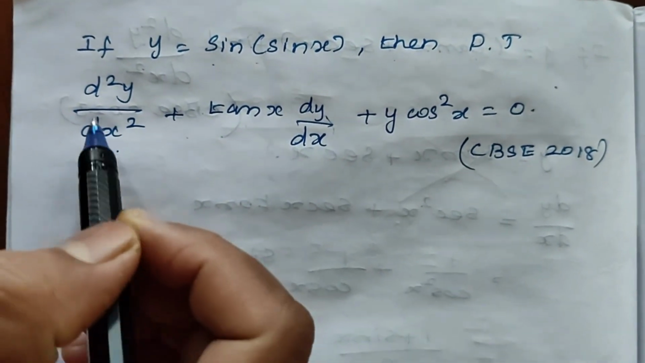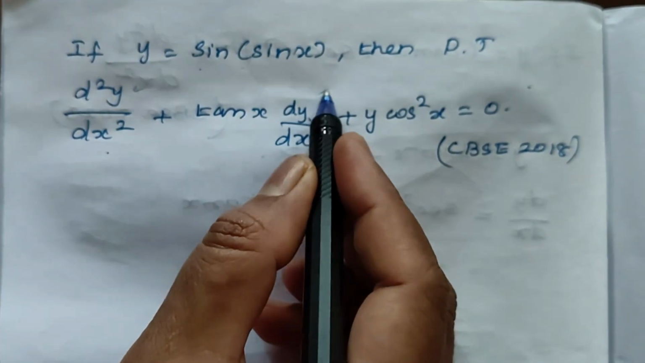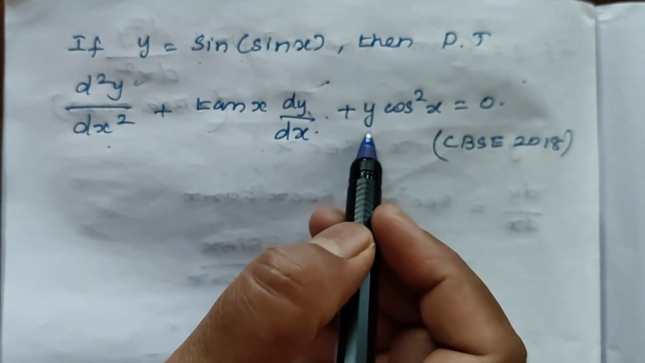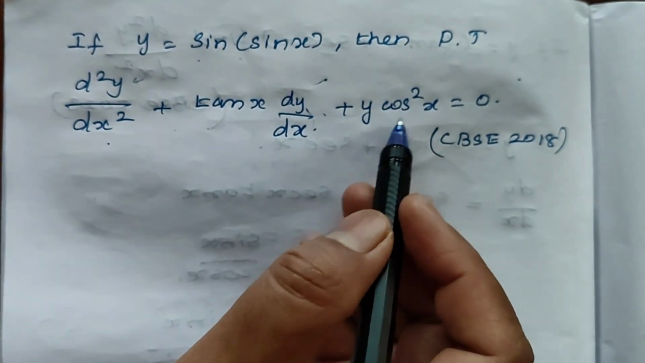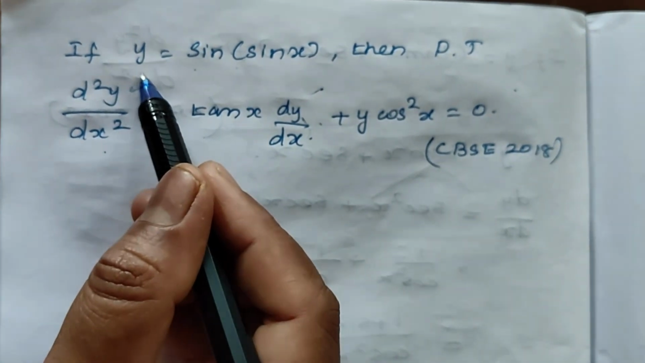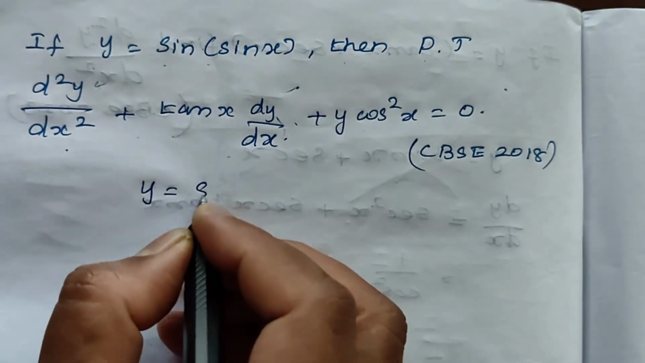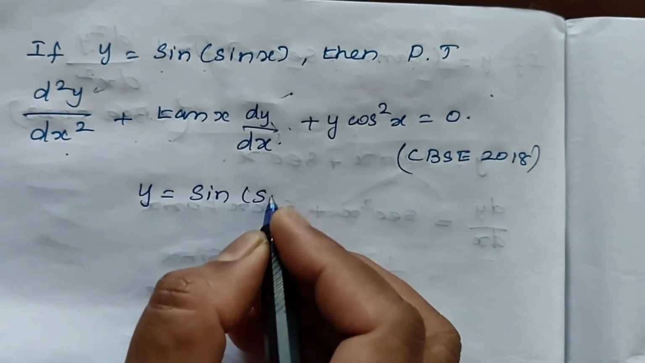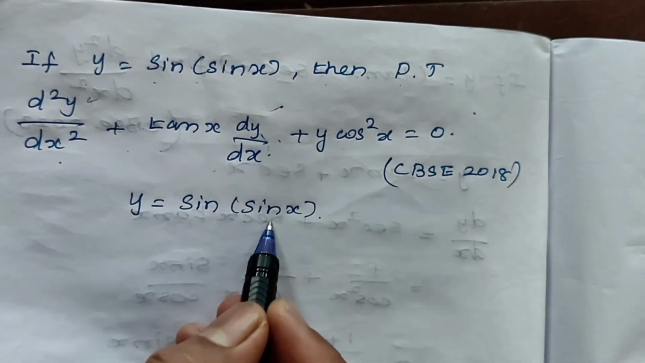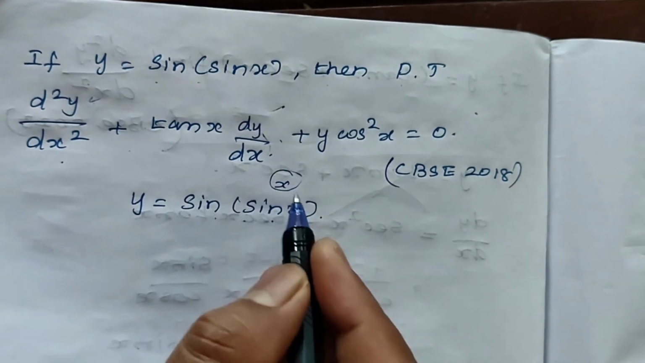So for that first we have to find d square y by dx square, and here it is dy by dx. Then again we have to find y cos square x. So for that first we have to differentiate y. So y equal to what is given? y equal to sine of sin x. On seeing this, you thought that this is very difficult, but it is very simple. You have to treat this one as x. Then it is very easy.